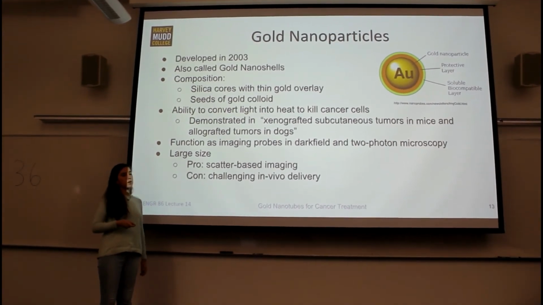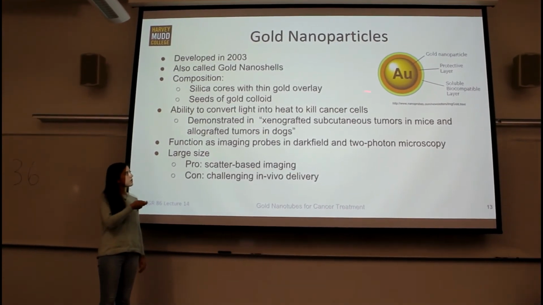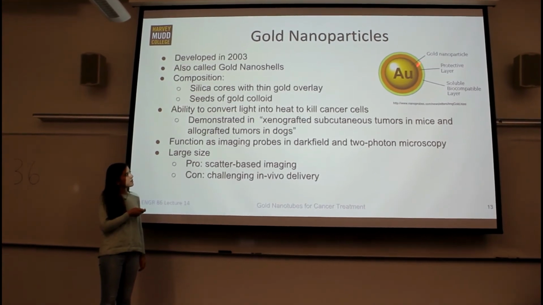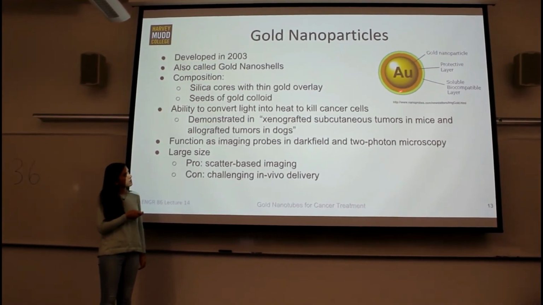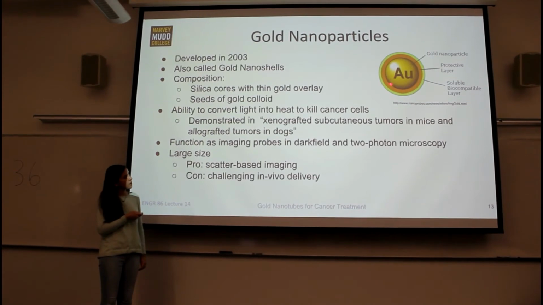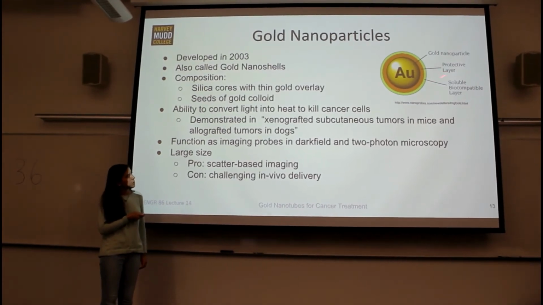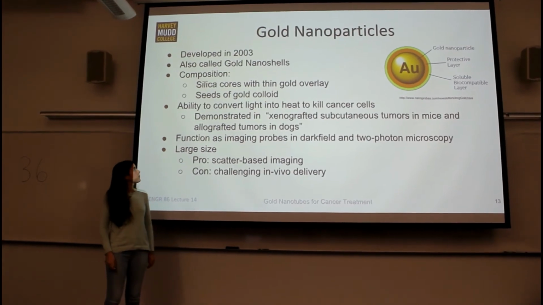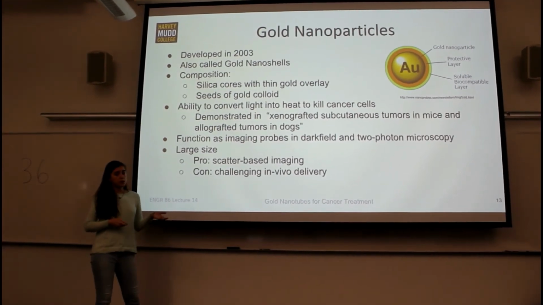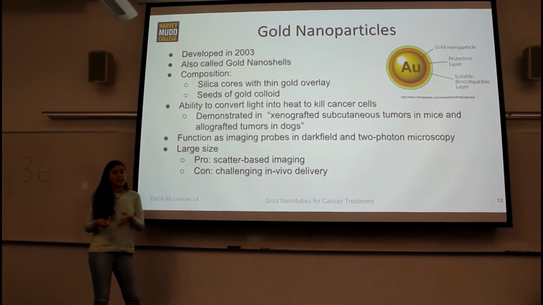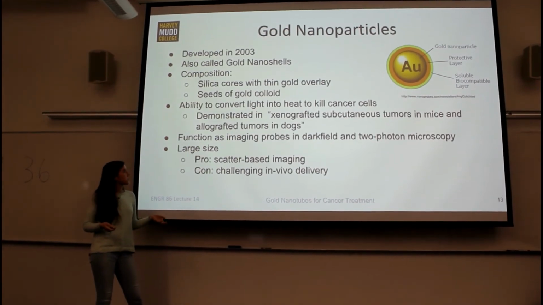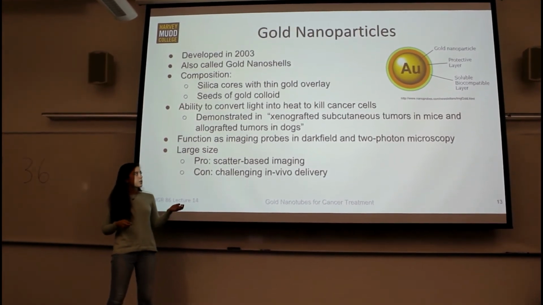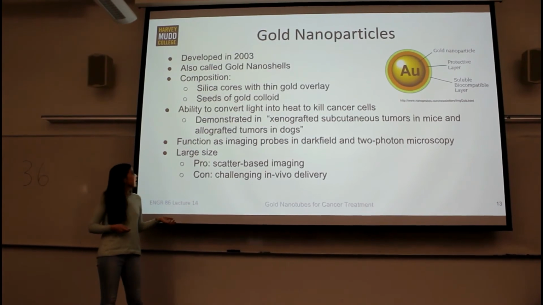We kind of have a picture of how this looks over here. So we have the center of the nanoparticle as well as a protective layer followed by a soluble biocompatible layer, which is used for the in vivo delivery. These particles are special because they can convert light into heat, which is used to kill cancer cells. And this was demonstrated in tumors in both mice and dogs.